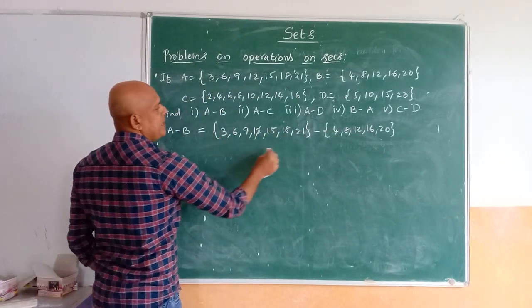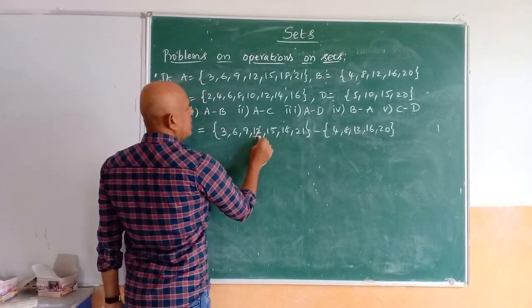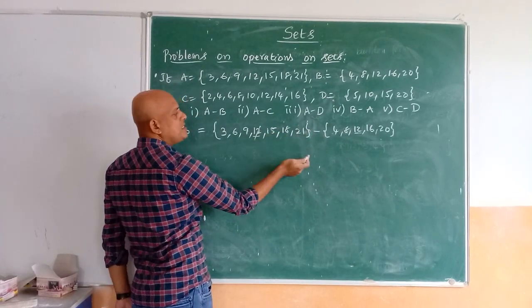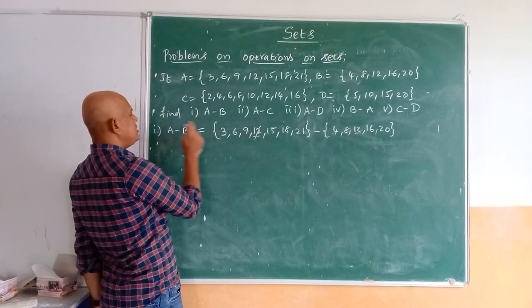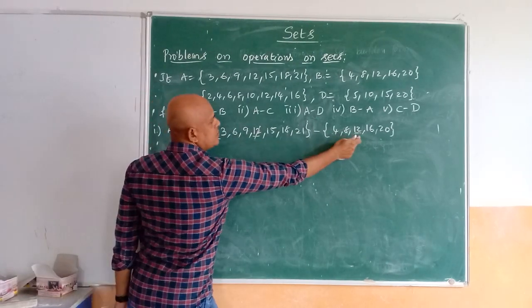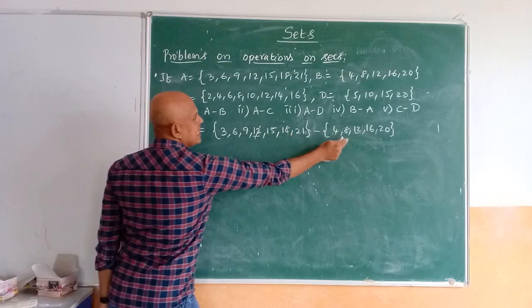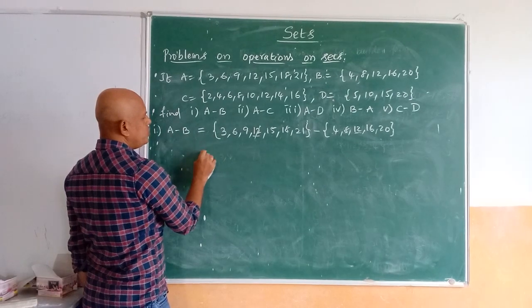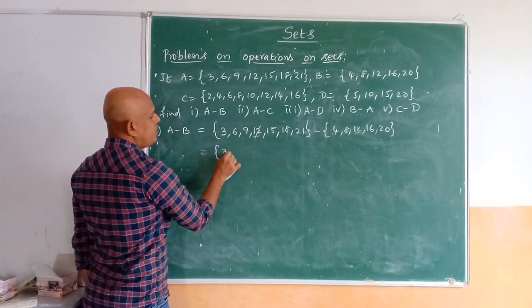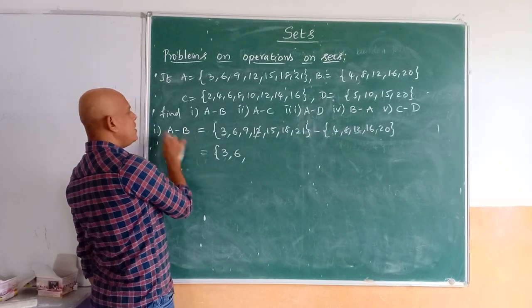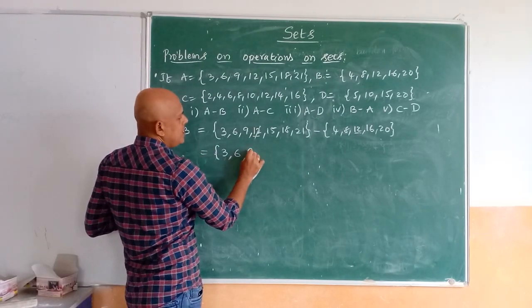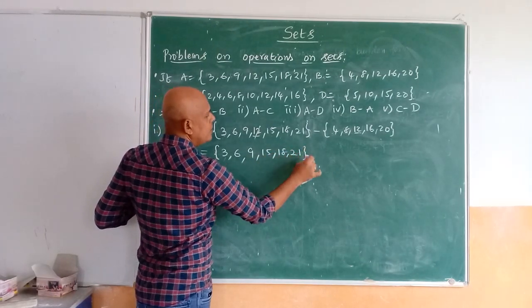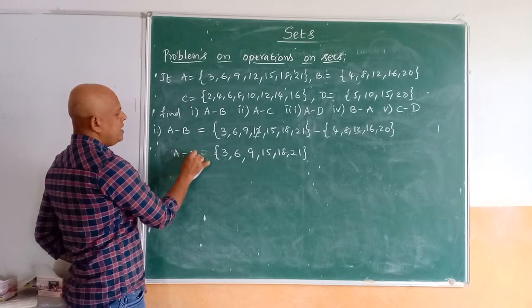So only 12 is the common element. We have to subtract the common elements which are in both sets. That element should be cancelled in the first set, that is A. So there is only 12 as a common element, so 12 we have to cancel in the first set, not in the second set, and the leftover elements in the first set, that is A, should be written. So A minus B is equal to, what are the leftover elements? Only the leftover elements of A: 3, 6, 9, 15, 18, 21. So that is equal to A minus B.